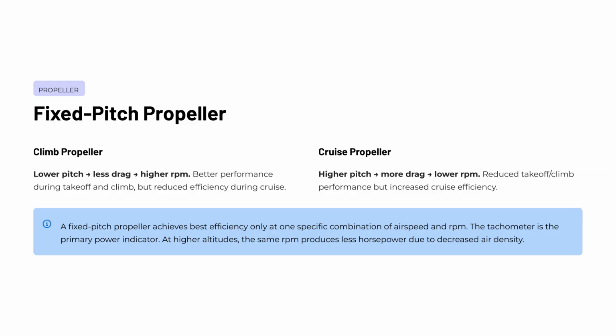Because you cannot vary the pitch in flight, the tachometer becomes your primary instrument for monitoring engine power output. One additional consideration: as you climb to higher altitudes, air density decreases. Even if your tachometer shows the same RPM reading, the engine is actually producing less horsepower because the thinner air reduces the power available to the engine.